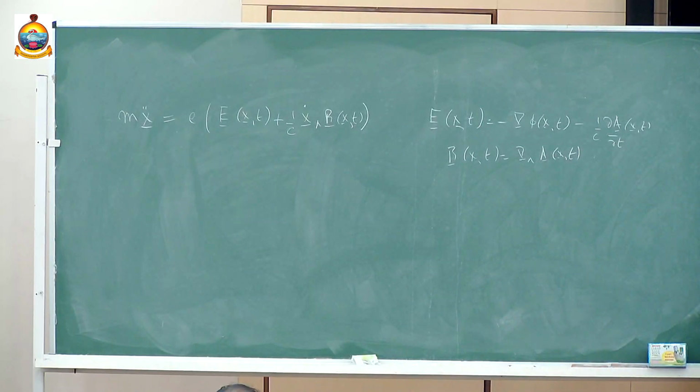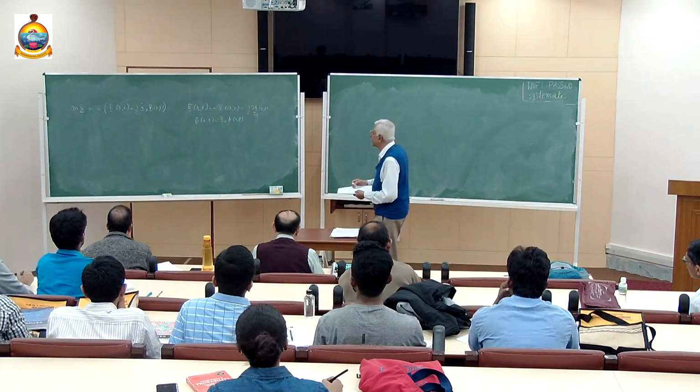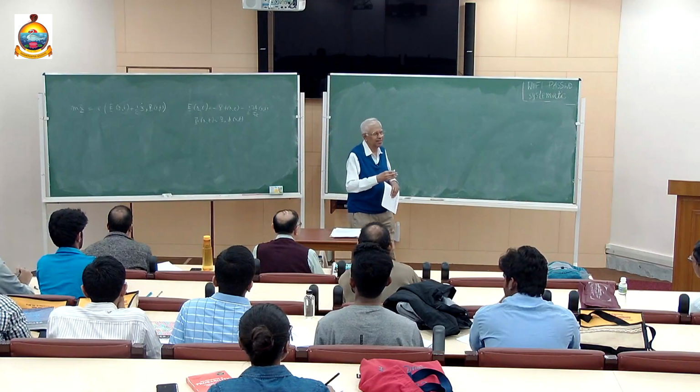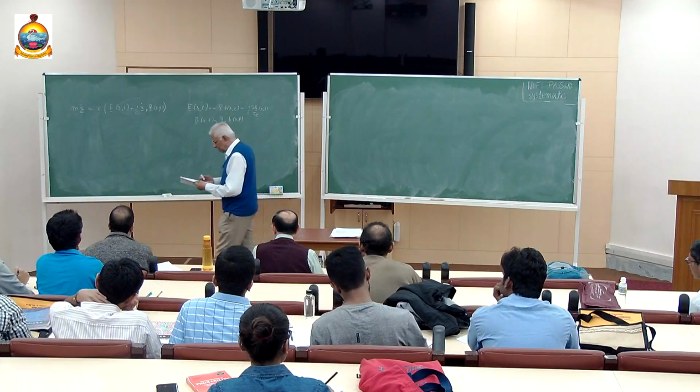A is the vector potential and phi is the scalar potential. I am using the units that I was born with. What is it called, ESU or something, right? It is very hard to change even in midlife. In later life it is even harder to change.